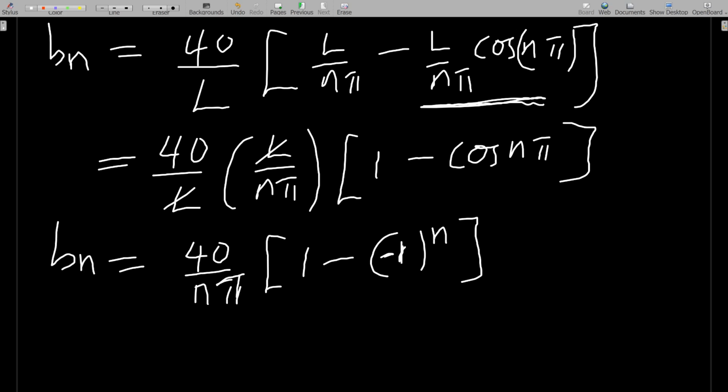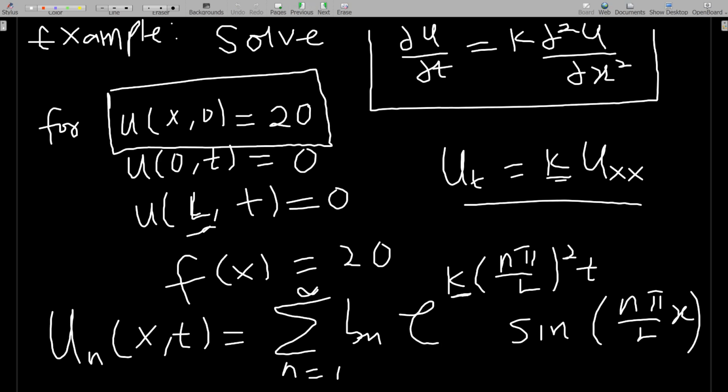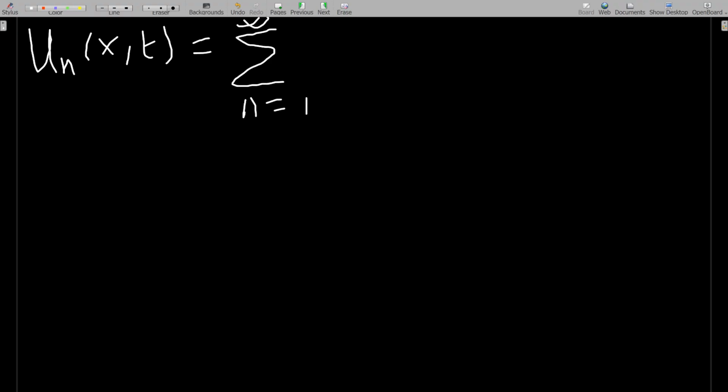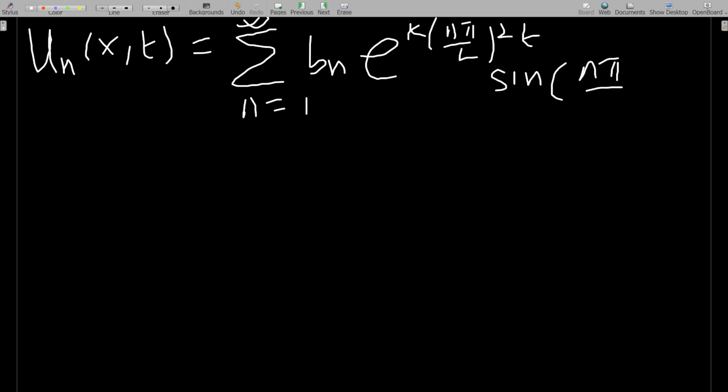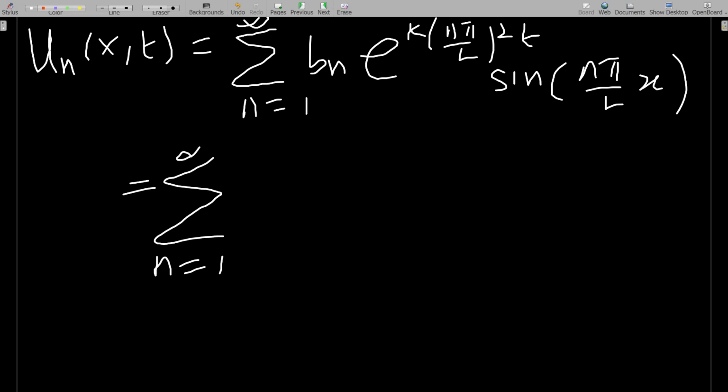So we are saying that our solution looks like this. Let me go back, and this is our solution, right? Let me rewrite it again. The solution u(x,t) is equal to summation n equals 1 to infinity of bn e to the power of minus k n pi over l squared t, sine of n pi over l x. So depending on the l given, but here our l was still l. So this means we have our solution as the sum from 1 to infinity.